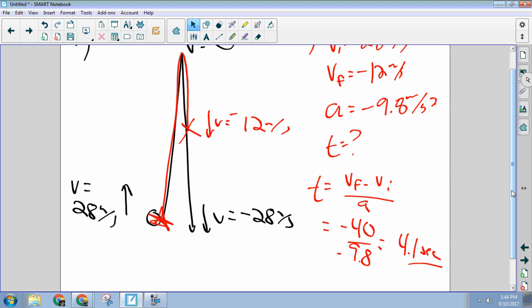So any of those problems, the velocity I give you is the velocity that they have when they first get there.